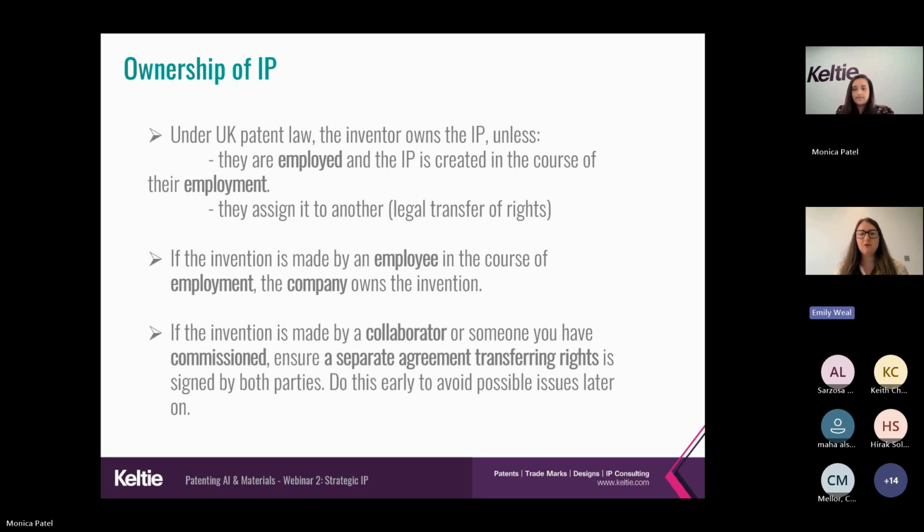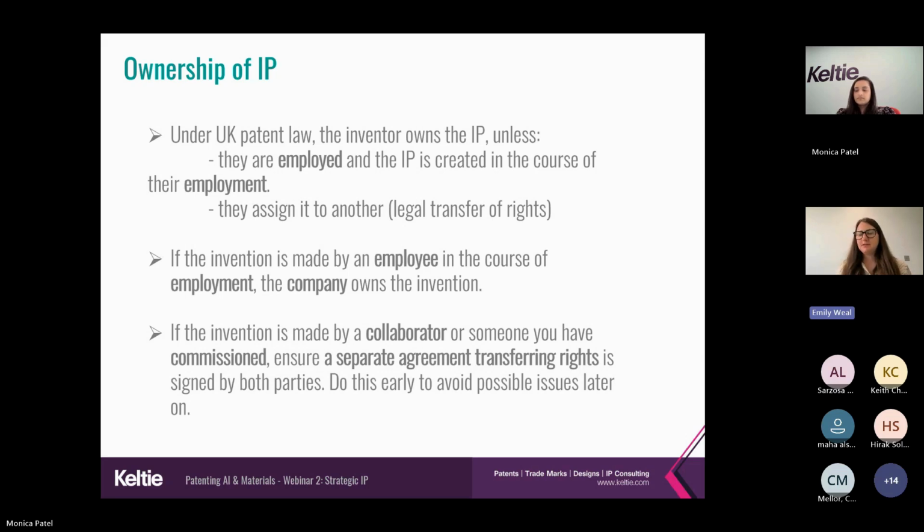So UK patent law, we're just going to assume for simplicity that everything's happening in the UK for what we're talking about here. The inventor of the invention, so that's the person who's actually put in the creative inspiration to come up with the invention that's going to be claimed in the patent. That inventor, or possibly more than one inventor, will own the IP initially. They will own the right to get a patent application for that invention, unless they are employed by a company or a director of a company as another option, and the IP is created in the course of their employment.